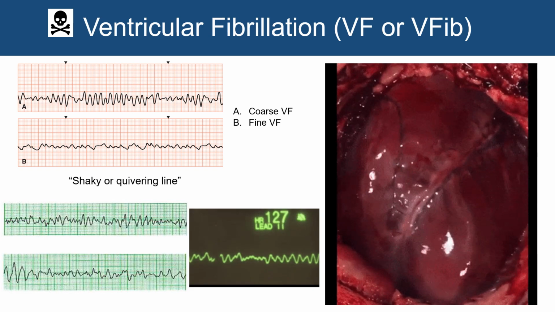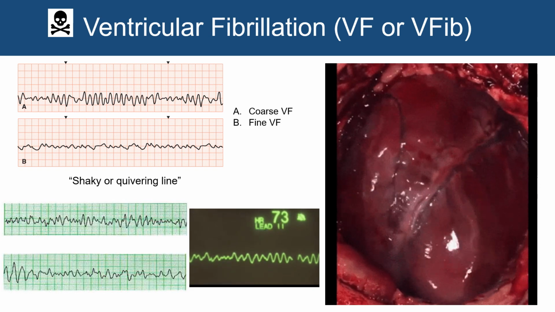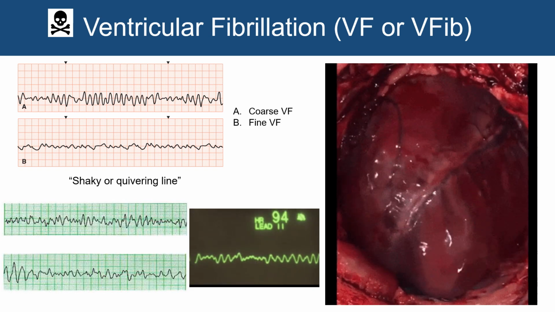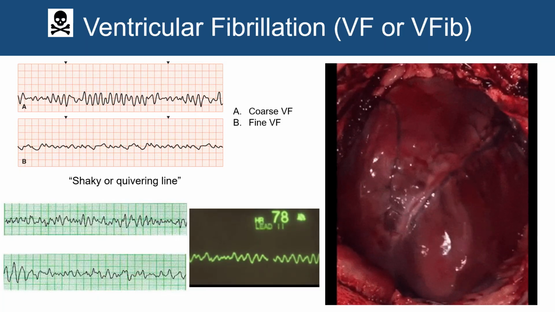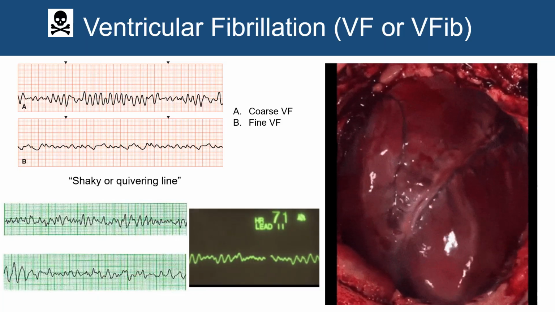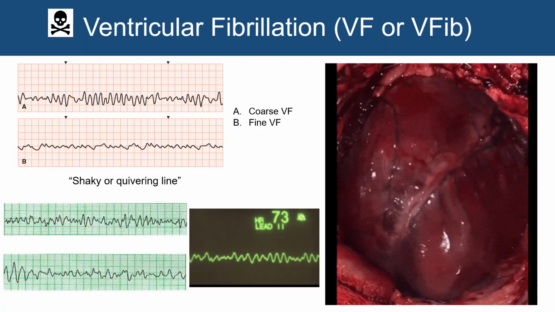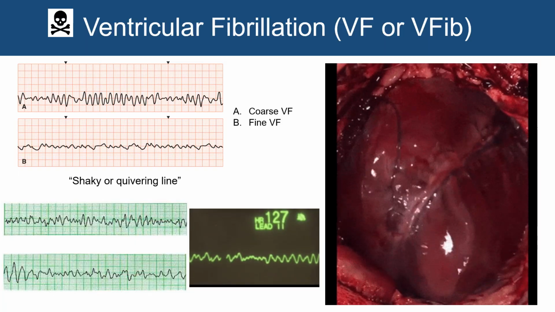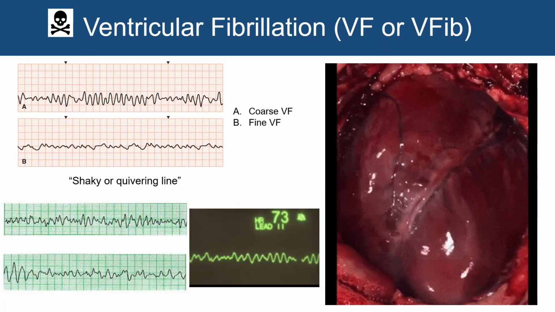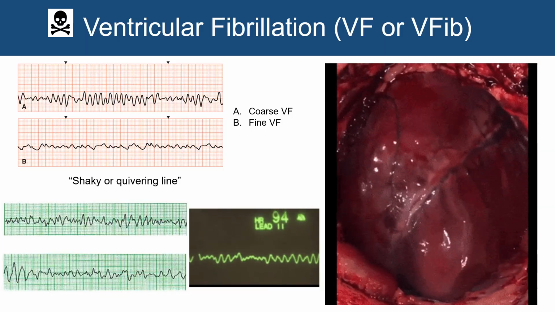This is what it looks like on the monitor. It has low amplitude, so you can see VTAC was pretty high, VFib pretty low, a squiggly line. That squiggly line doesn't have any P waves, no QRSs, because the heart is just quivering. You can see in this picture, just quivering. There is no blood moving in and out. There is no cardiac output. This is going to lead to death pretty quick.